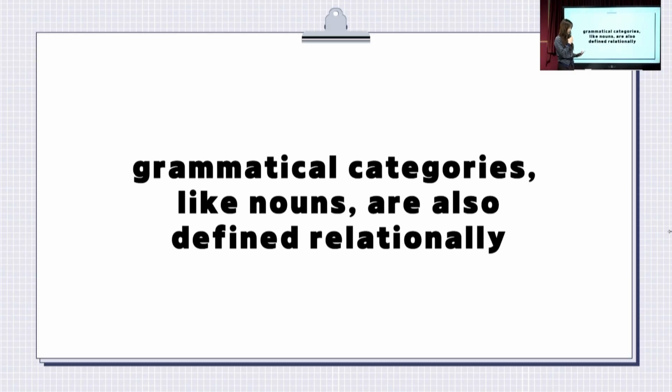Now, let's connect this idea to language. A noun is not defined by an inherent property, but by its function and position in a sentence. For example, in the sentence, the blank was well clamped by the police, only a noun like car or motorcycle can fill the blank.